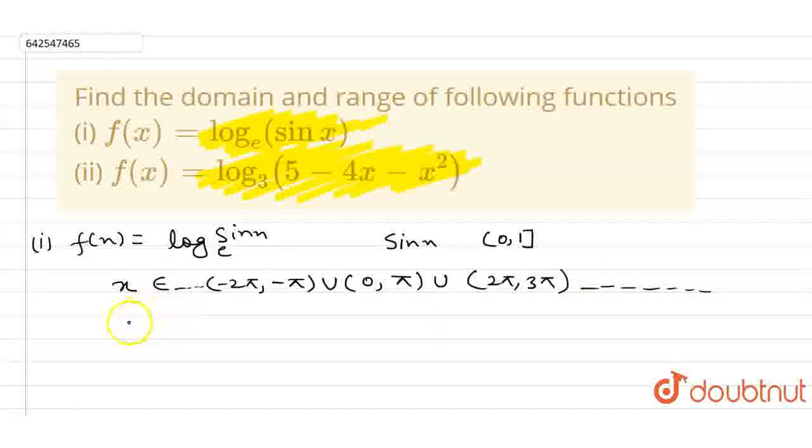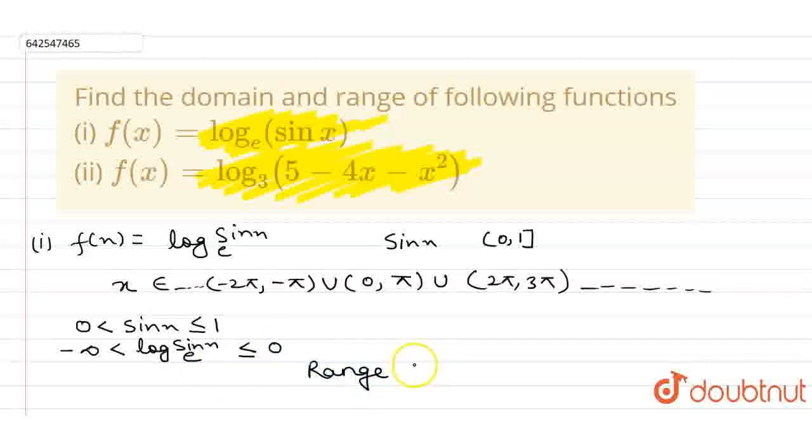So for calculating the range, I can write here the range of sin x. So it is 0 < sin x less than or equal to 1. So I put log here. On putting log, it is minus infinity < log sin x to the base e less than or equal to log 1, which is 0. Base can be anything, so it is 0. So the range of this function is minus infinity to 0.